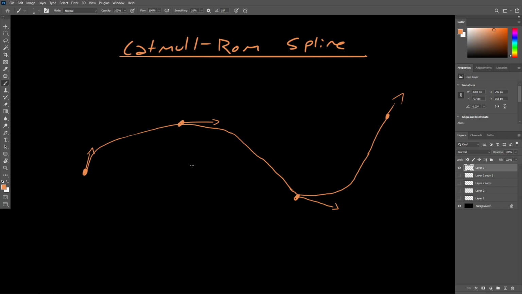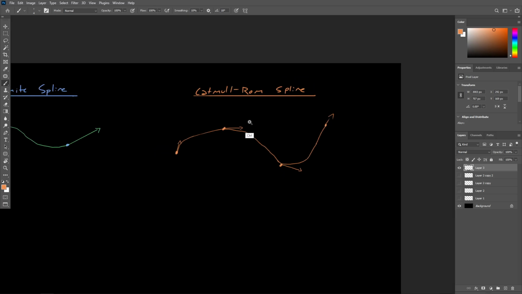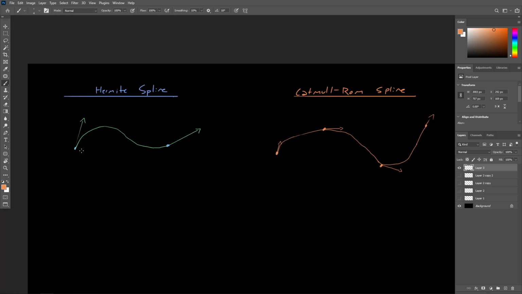And you'll find that animation curves behave this way, where we're able to manipulate these handles on each keyframe to get the curve to do different things. So that is a Catmull spline. It is a collection. It is a set of Hermite splines.